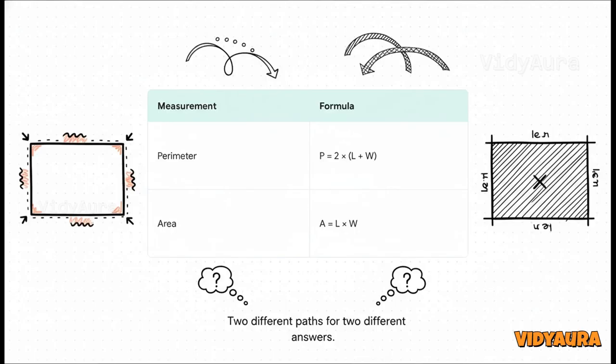So check this out. Here are the two different approaches right next to each other. For the perimeter, we're going to add the length and width, and then we'll double that number. But for the area, we just multiply the length by the width. See? Two totally different paths that are going to lead to two very, very different answers.